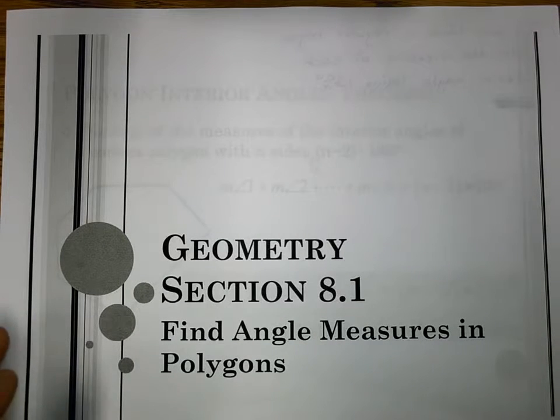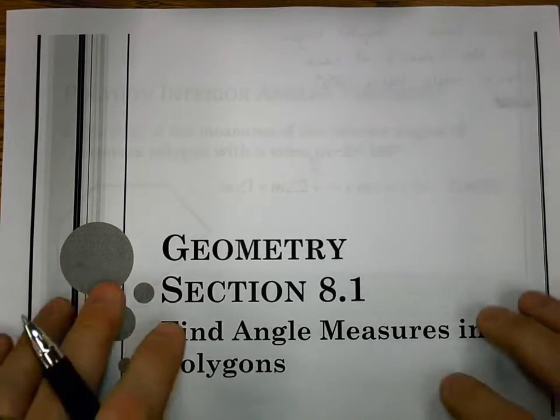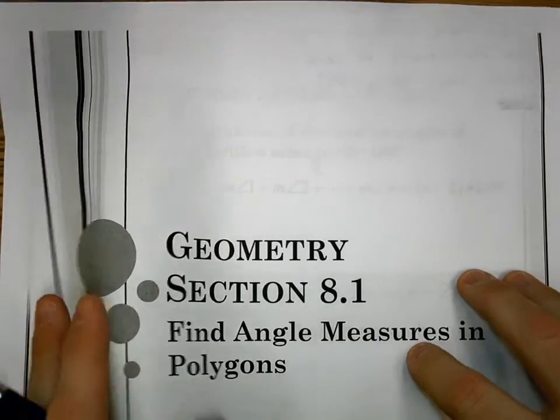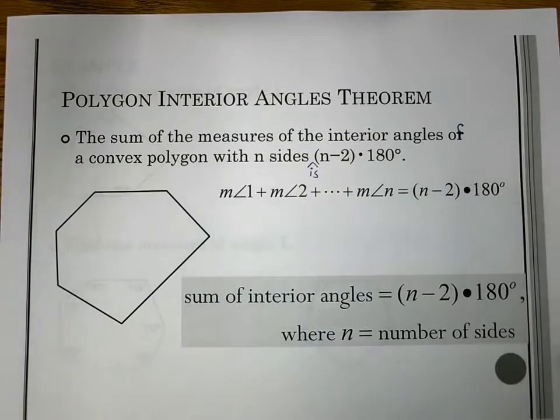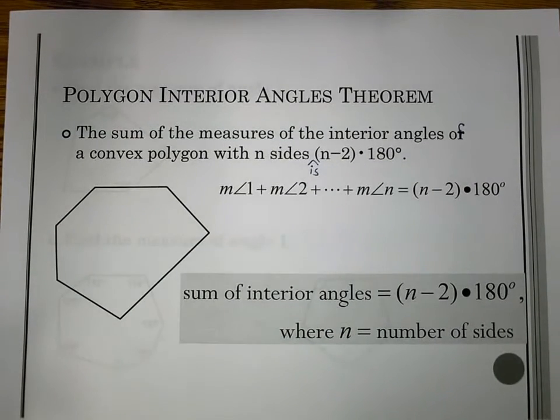In section 8.1, we're looking at finding angle measures in polygons. We're going to look at angles in two types: interior angles of polygons and exterior angles of polygons. The first, we're going to look at the polygon interior angles theorem.